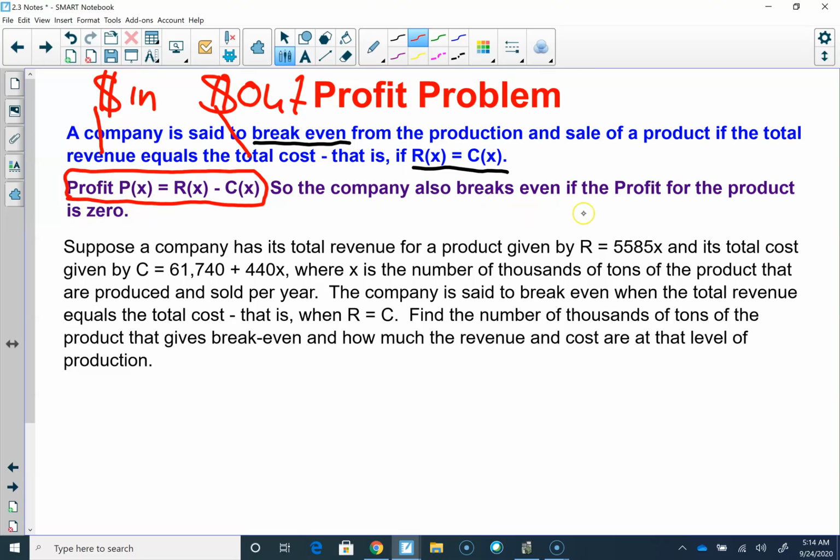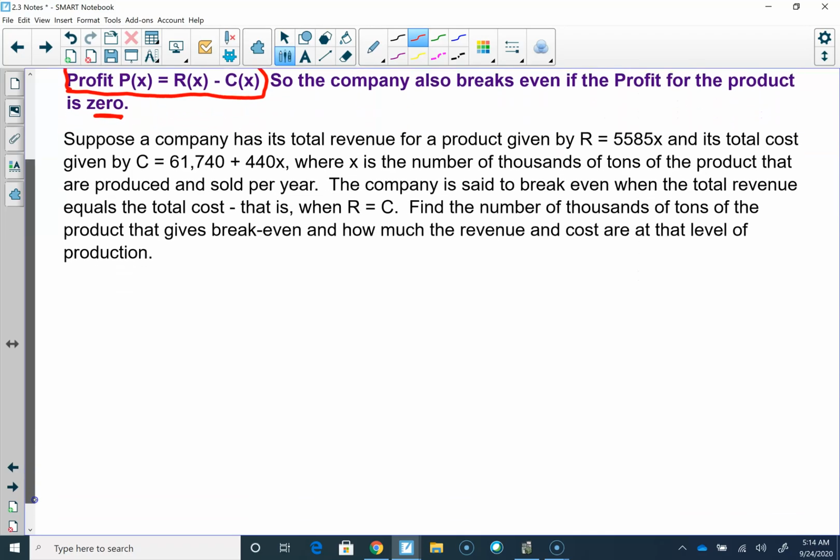So the company also breaks even if the profit for the product is zero. So if these are the same, it would make sense that if my revenue, if I took in checks from companies that I worked for, was $500,000, but my costs were $500,000, my profit would be zero. And that would make sense. So really understand that equation as we move forward.